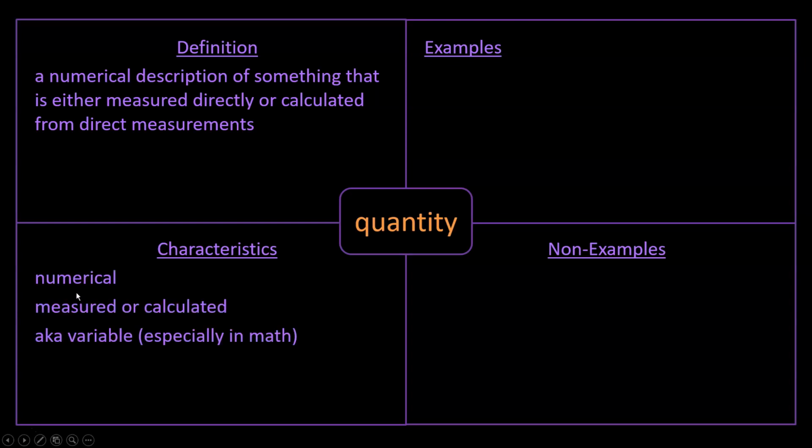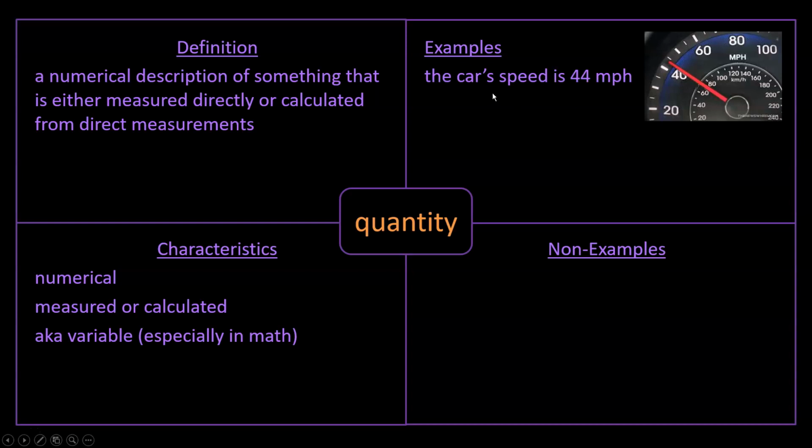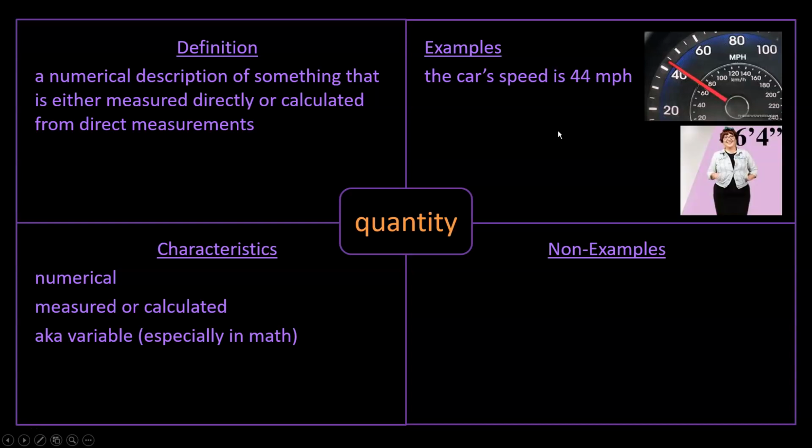Some of its characteristics are it's numerical, it's measured or calculated. We also know quantity as variable, and especially in math we use the term variable probably more than quantity, but in physics we're going to use the term quantity more than variable. Some examples: the car's speed is 44 miles per hour. Notice it's numerical. The woman's height is 6 feet 4 inches.